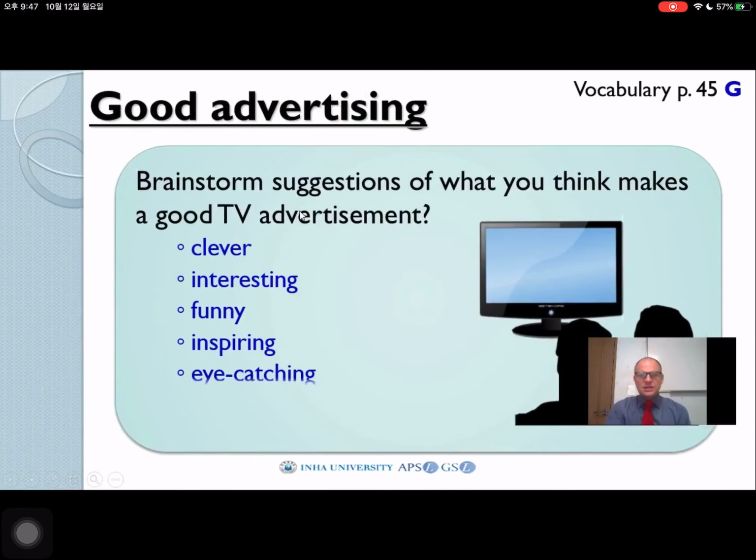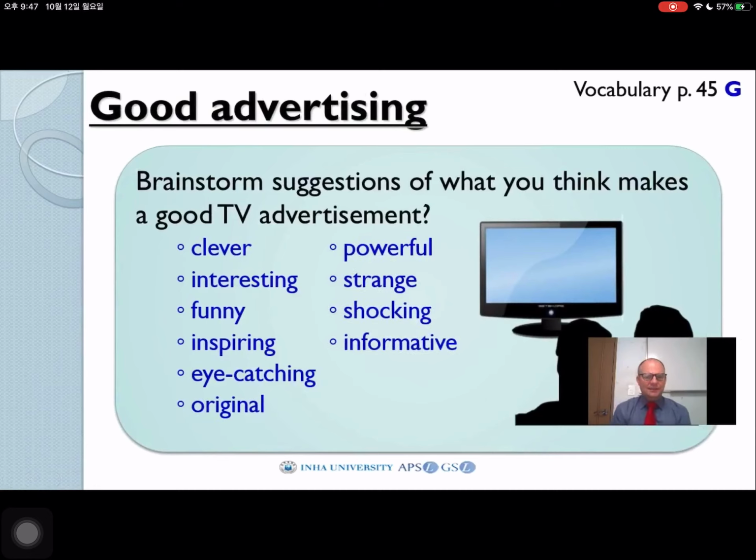And brainstorm suggestions of what you think makes a good TV advertisement. So, what do you think makes a good TV advertisement? Is it being clever, or interesting, funny, inspiring, eye-catching, original, controversial, sexy, informative, shocking, strange, powerful? There's all different ways they make these TV advertisements good. Can you think of some other examples of what you think makes a good TV advertisement? And then can you think of examples of those TV advertisements?